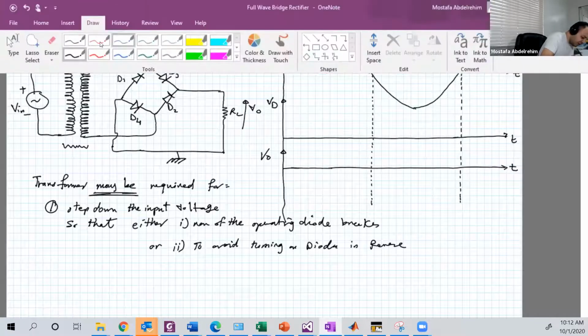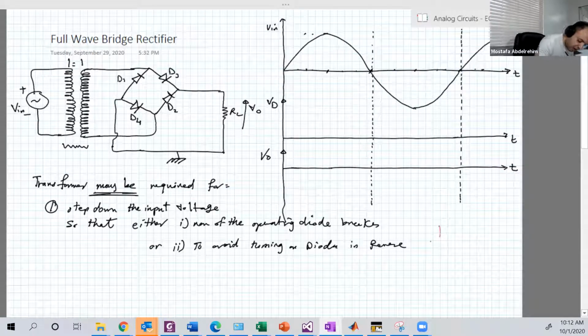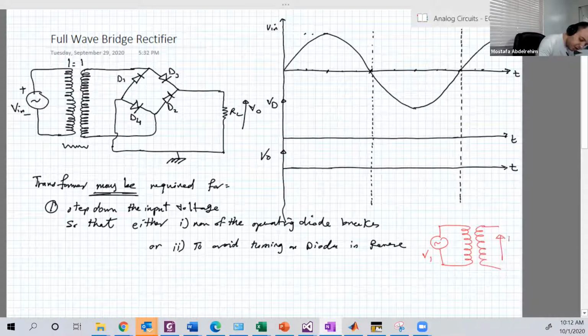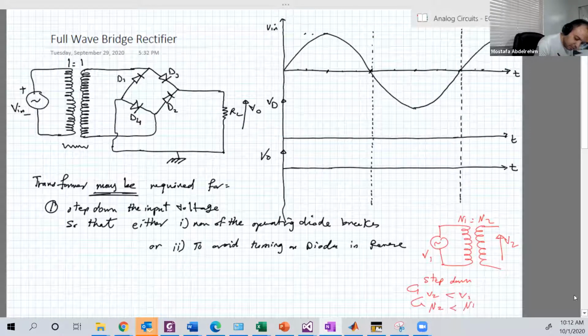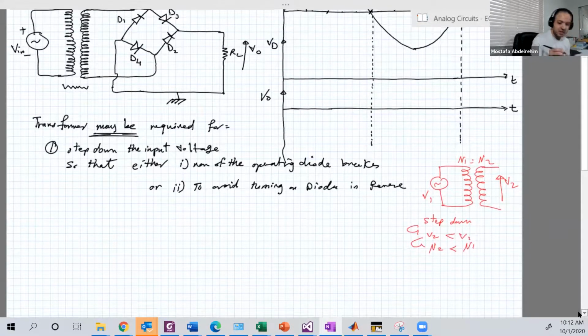This is very, very simple. If you have an input like this, let's call it V1, and this is V2 here, with N1 and N2. For a step down, that means V2 is less than V1. So you have to have N2 less than N1. That's it.